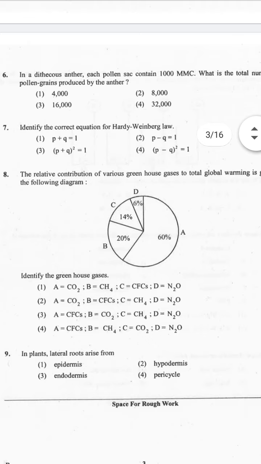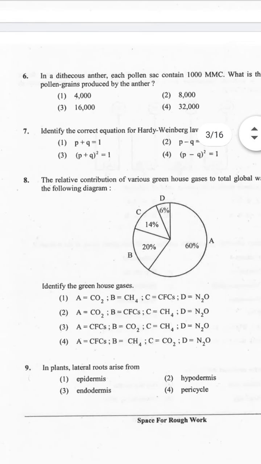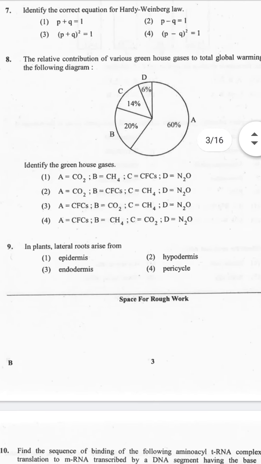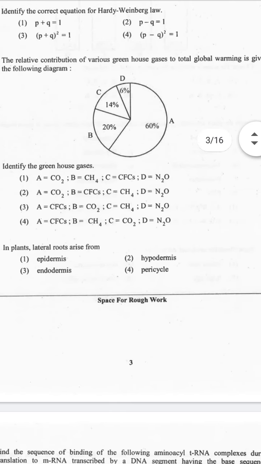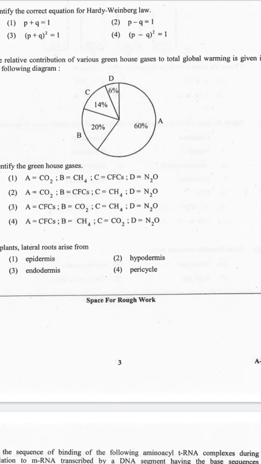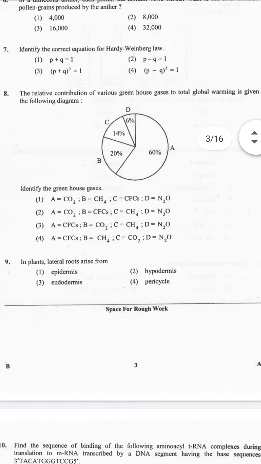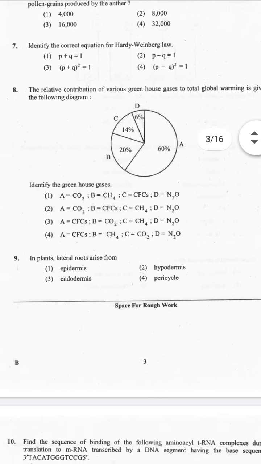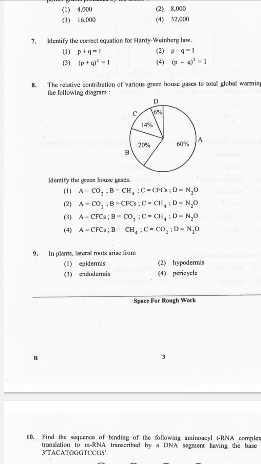Hope you understood this one. Now let's go to 8th question. The relative contribution of various greenhouse gases to total global warming is given in the following diagram. So we need to identify A, B, C, D in the given pie chart. Identify the greenhouse gases. According to the given 4 options, the correct option is option 1.